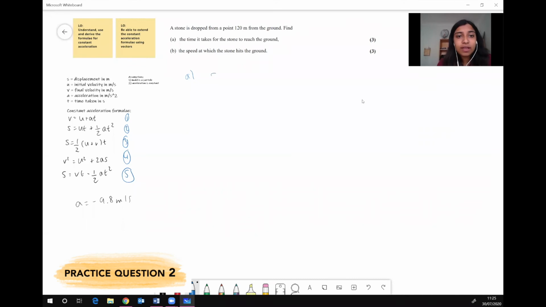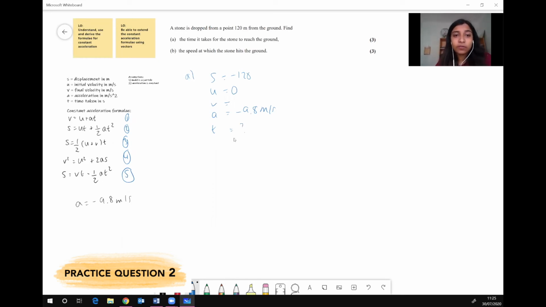So we just want to see what we can fill in. So now our displacement, because it's going from top to down, is going to be a negative value. So our displacement will be minus 120. Our u is just going to be 0, because from the point it starts, our stone's not going to have any velocity. We don't know our final velocity. We know our acceleration here is just minus 9.8 meters per second squared. So whenever something's dropping down, you have a negative acceleration. If you're throwing something up, you're going to have a positive acceleration. And then your time, that's what you want to figure out.